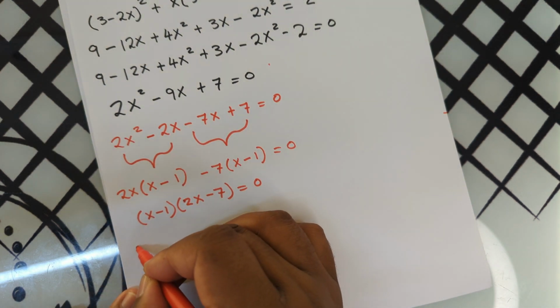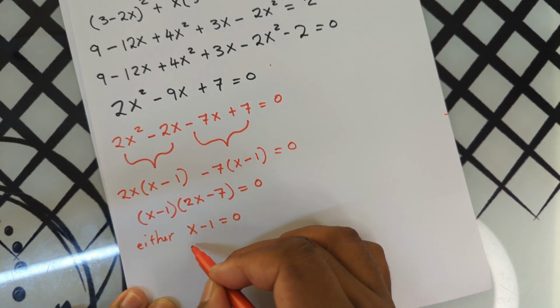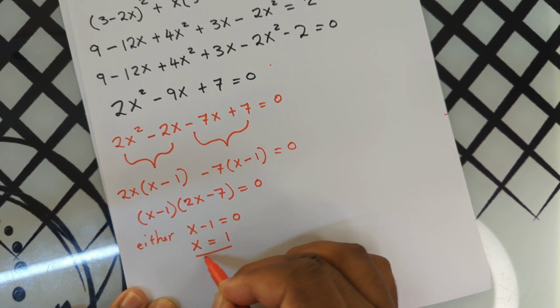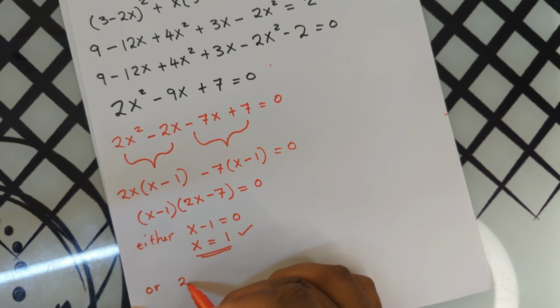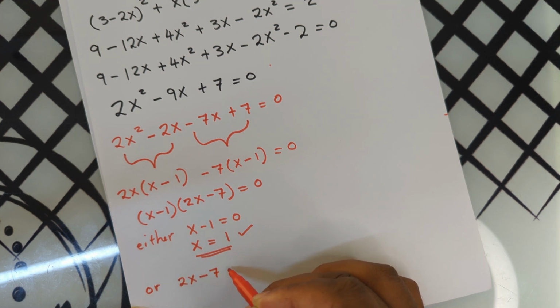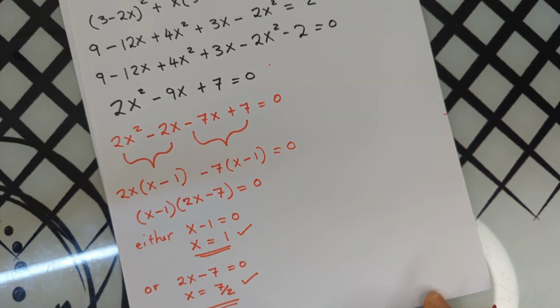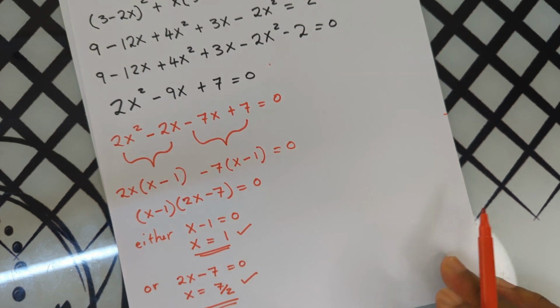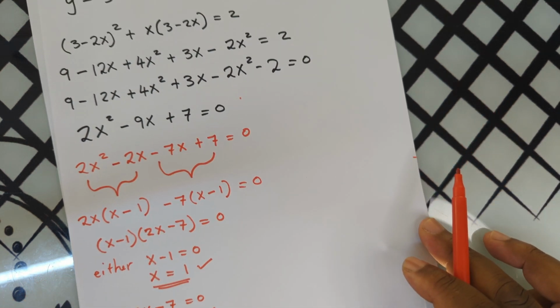And then, like we did before, we're going to have two options. Either x minus 1 is equal to 0, and solving this will give us x being equal to 1. And the second option, 2x minus 7 equal to 0, and solving this gives us x equal to 7 over 2. These are our two values of x. So we have the two values of x, and now we need to find the corresponding y values.